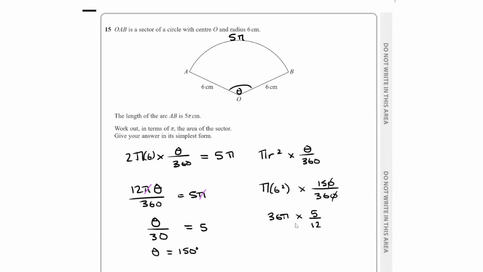And then you can work this out however you want. You can do 36 times 5 and then divide it by 12. What I would probably do is just divide by 12 first. 36 divided by 12 is 3. 3 times 5 is 15. So however you want to work it out, you don't have to do it exactly as I've just done in terms of the mental maths, but as long as you end up with 15 pi at the end, then that would be correct.